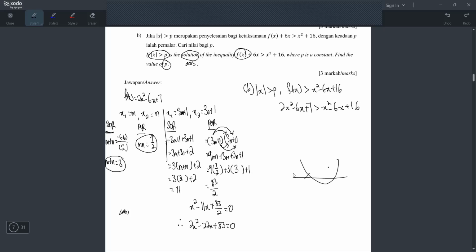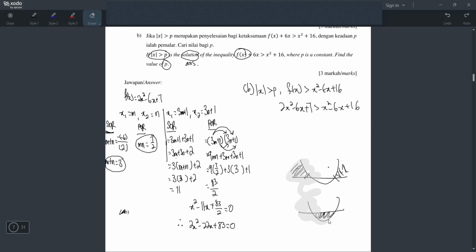And it's either you sketch here or you sketch down here, right? Because inequality memang kena sketch. If it's bigger, you will sketch here, the left side and the right side. But if smaller, you will sketch bawah middle here, right? But this question, I think it's bigger.